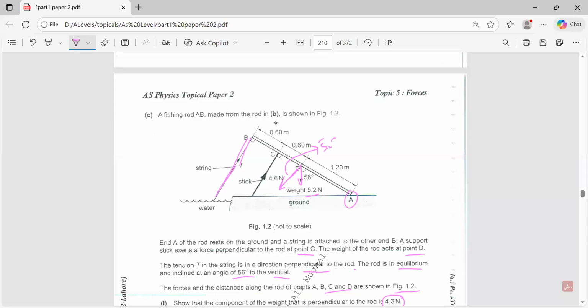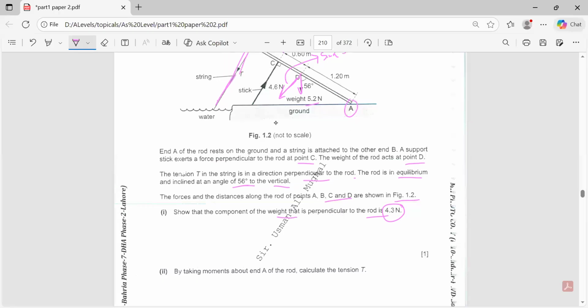5.2 sine of 56 degrees. So what is the component of the weight which is perpendicular to the plane? It is 5.2 sine of 56 degrees, and this whole value will appear as 4.3 Newton. Sir, how do we know whether we have to take the vertical component or the horizontal component?